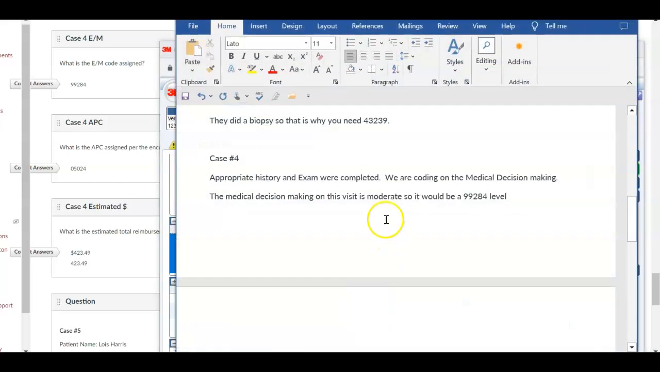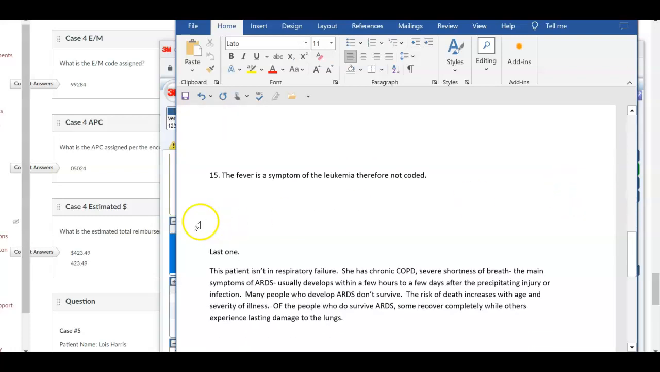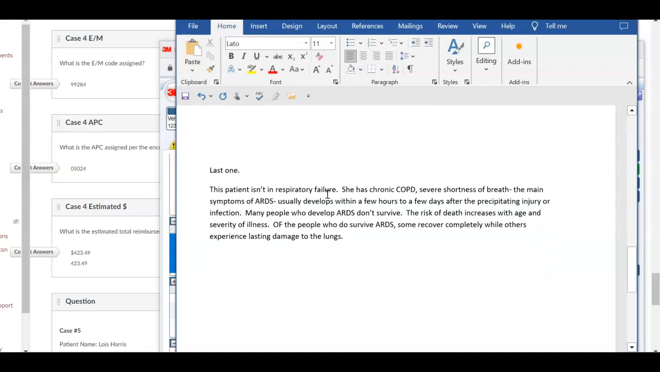Let me pull this up real quick. Medical decision, we have appropriate history and exam were completed. So we're just coding on medical decision making for this ER. And moderate is going to be a 99284. The fever is a symptom of the leukemia, therefore we do not code the fever. So we should be cautious when you see those R codes because they're symptom codes. Make sure they are not related to the main primary diagnosis.